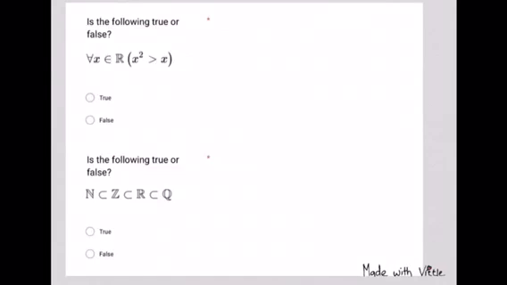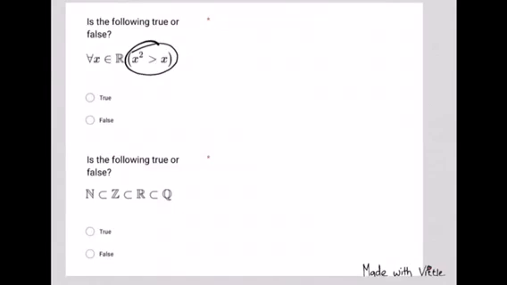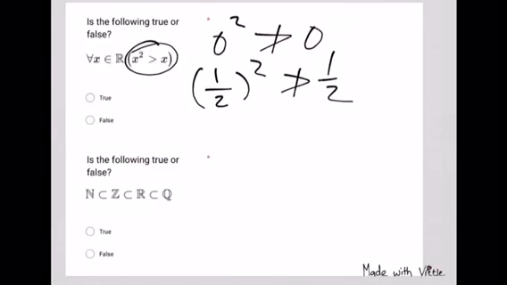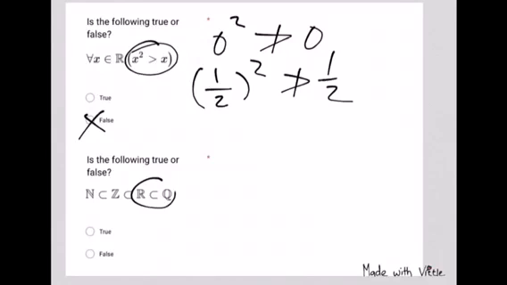Okay, so this is false. We just have to find some counterexamples. 0 squared is not greater than 0. Here's another one. 1/2 squared is not greater than 1/2. So this is false.